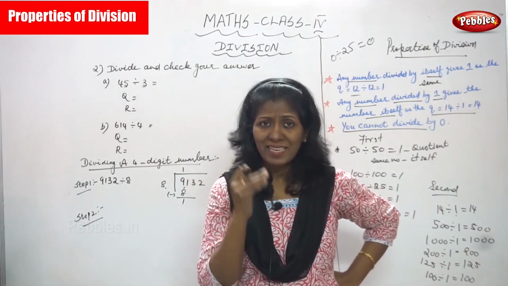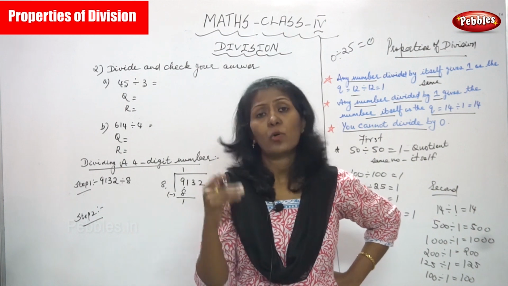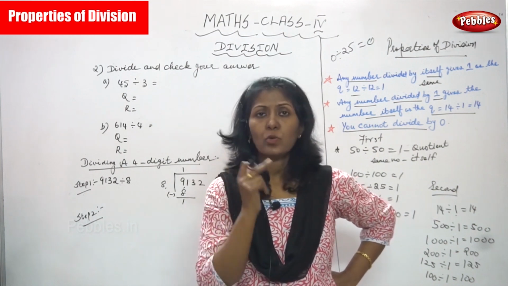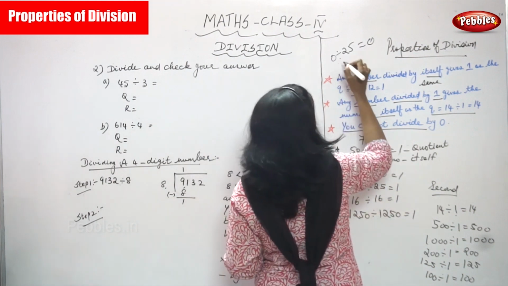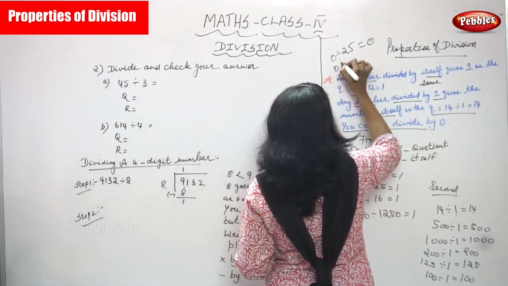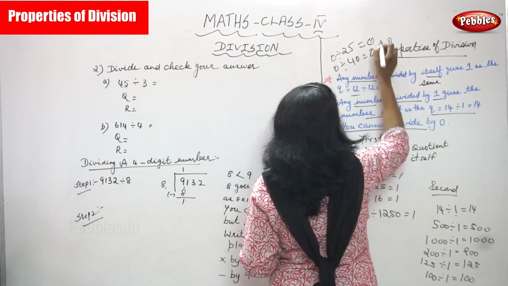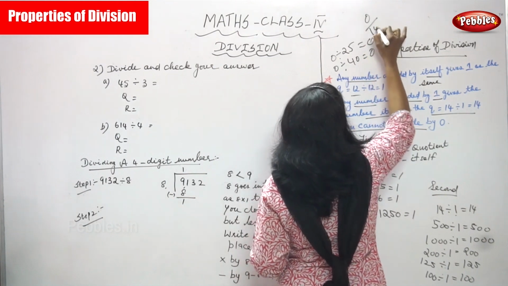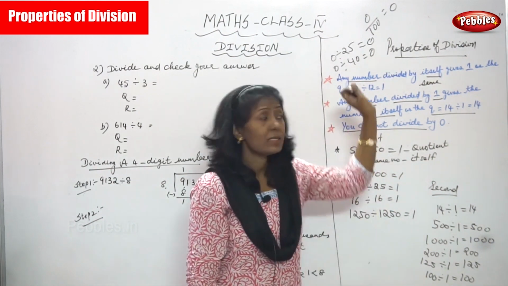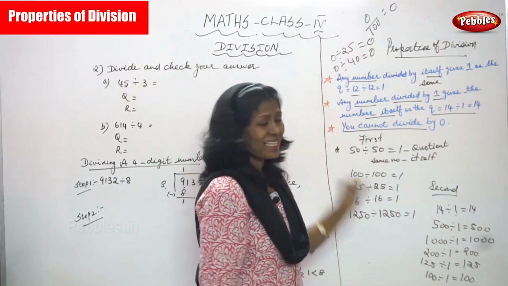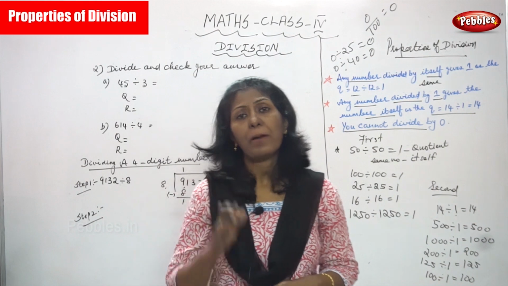0 divided by 100 means you get 0 as a quotient. And 0 divided by 40, 0 is the quotient. 0 divided by 25, you can get 0. 0 divided by 40, you can get 0. 0 divided by 100, you can get 0 as a quotient. This is also a property, but basically you cannot divide by 0.